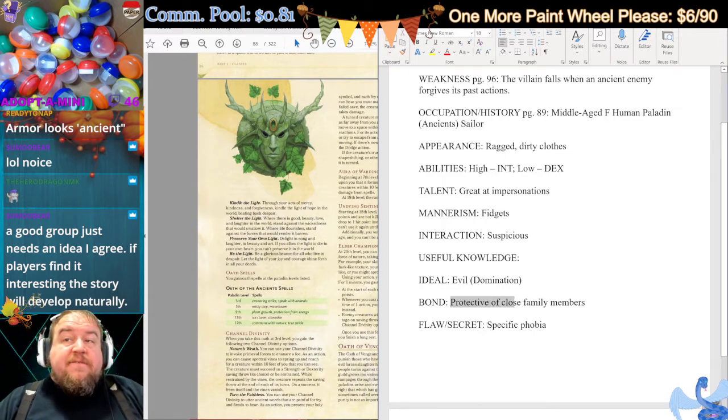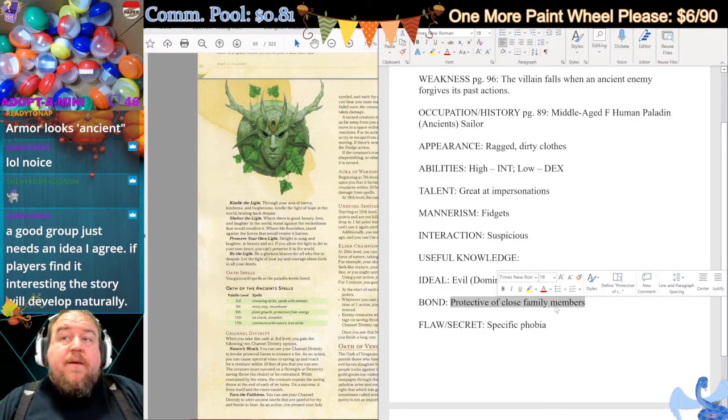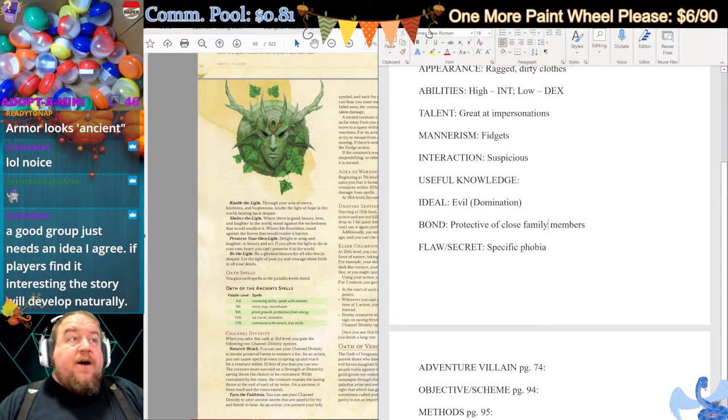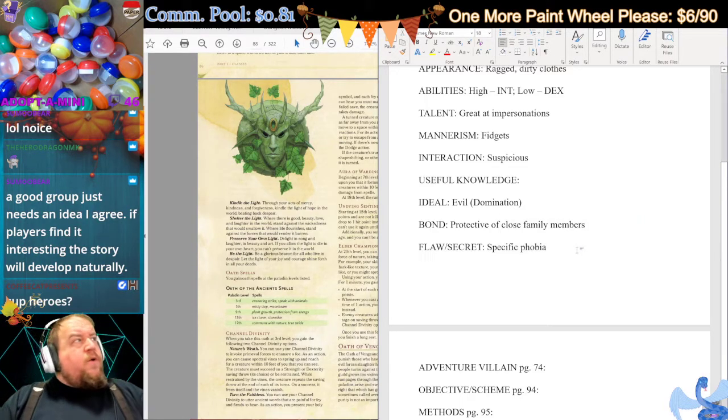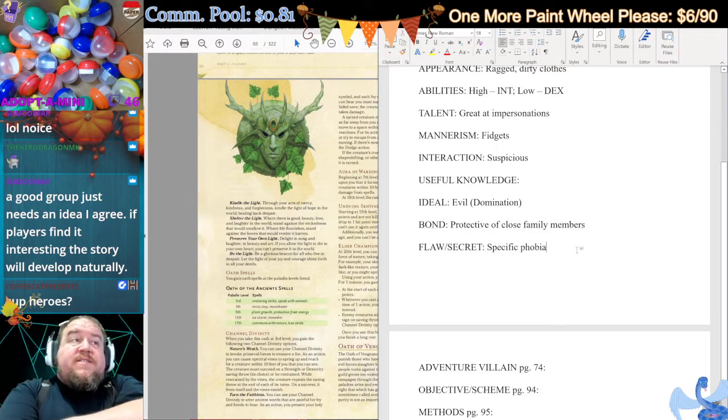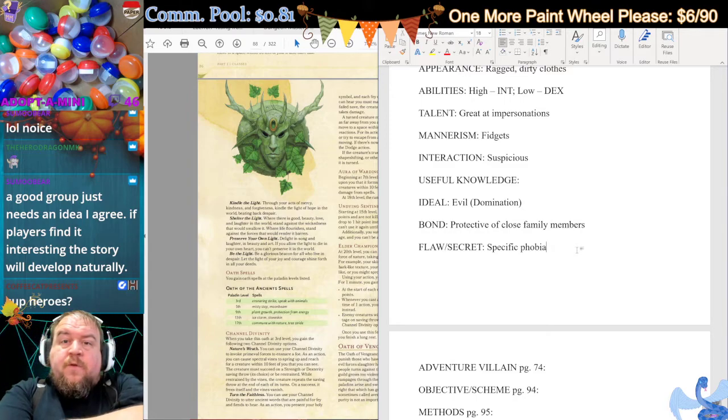She's protective of close family members. She's protective of other knights of her order. Though she has a specific phobia in something, and I wonder what that could be. It was mentioned perhaps a phobia of blood, which is why she uses thumbscrews in her torture.